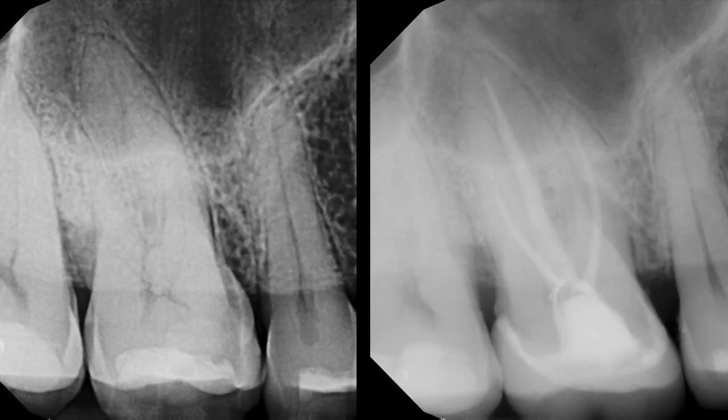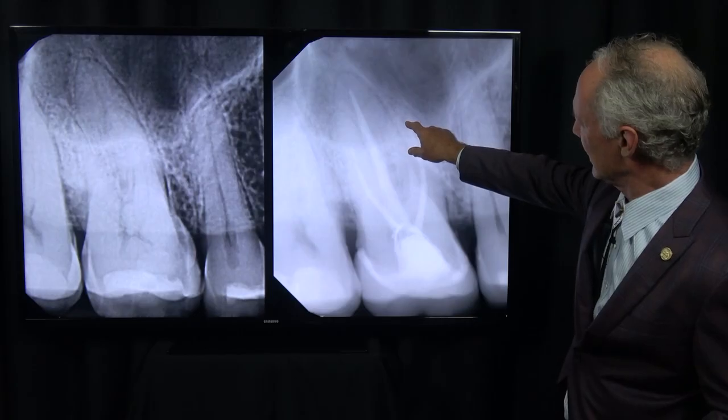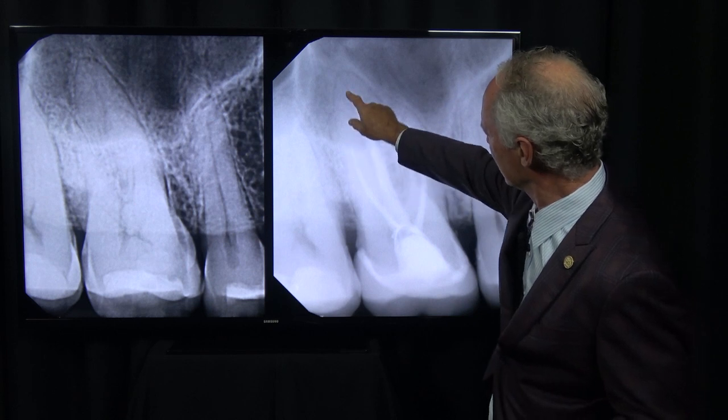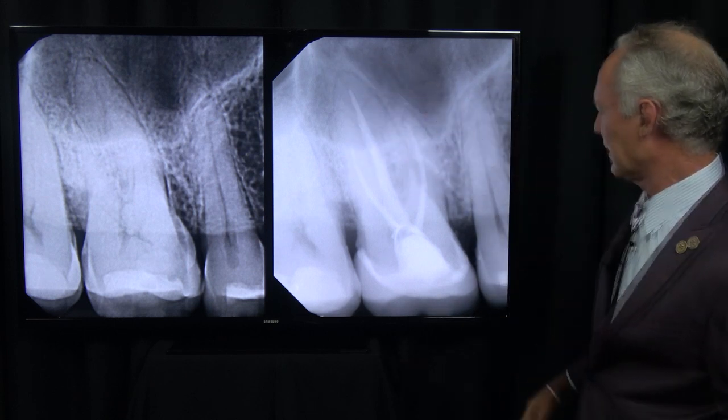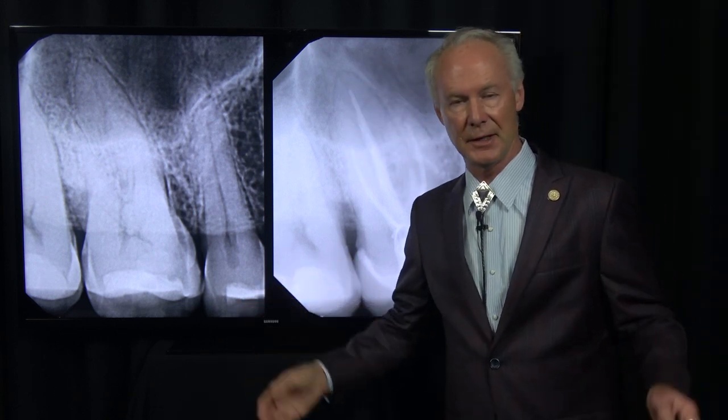Here's the final seal. You can see we're filled to about right here, and this one's about right here, and this one's about right here. Those were all sclerotic, and that's as far as I could go. That's it. So what do you do in those cases? You go as far as you can go and seal it.